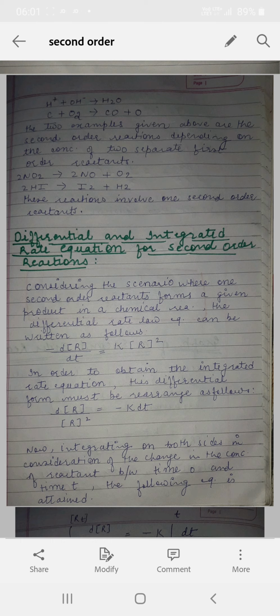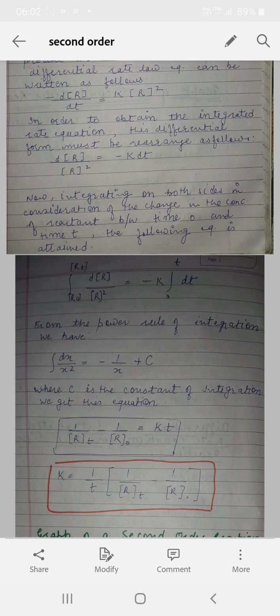Here is a simple rearrangement only. Now, integrate on both sides in consideration of the change in the concentration of reactant between time 0 and time t. Here time 0 means initial time and time t means after time t. The following equation is attained. You see here, I have put the limits on the integration. The two limits of integration are R naught and R t, where naught means initial and t means after time t. So the integral from R naught to R t of d[R]/[R]² is equal to minus k times the integral from 0 to t of dt.